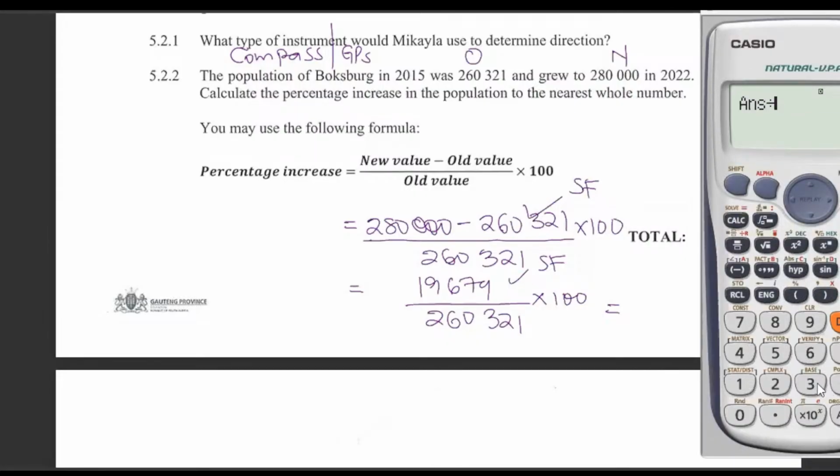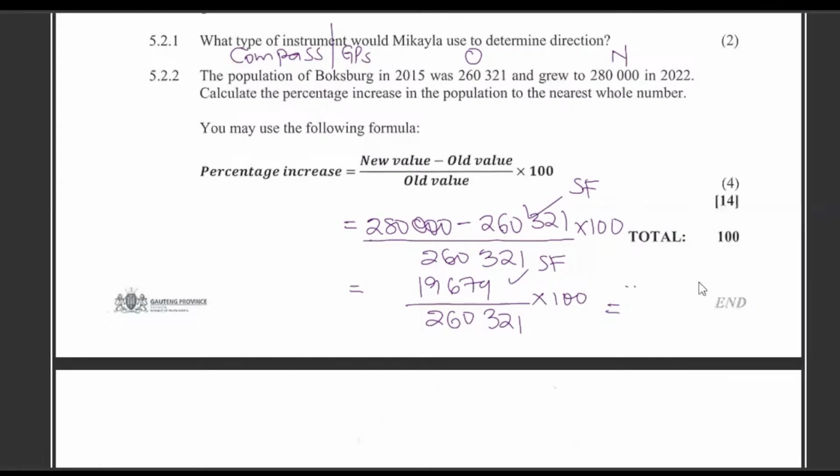So your final answer becomes 19,679 divided by 260,321 times 100. So you have your answer as 7.56. But take note, they said to the nearest whole number. Calculate the percentage to the nearest whole number. That means you're going to round off. So you end up having 8 as the final answer. That's how we got the answer.